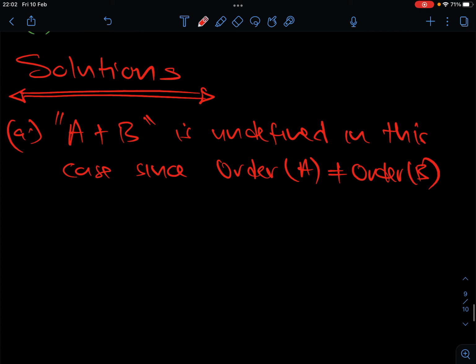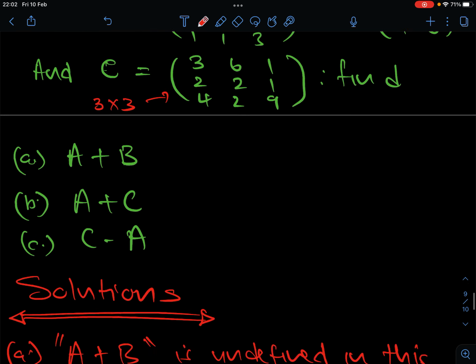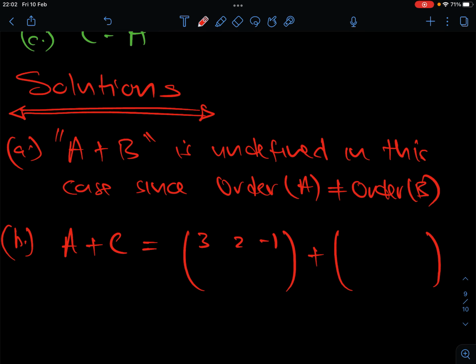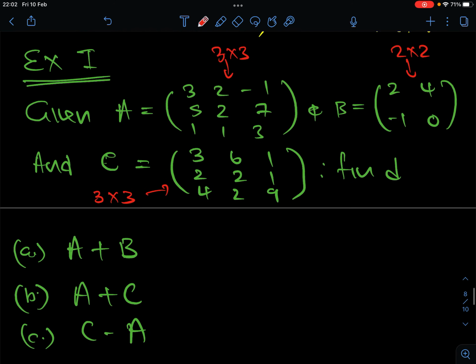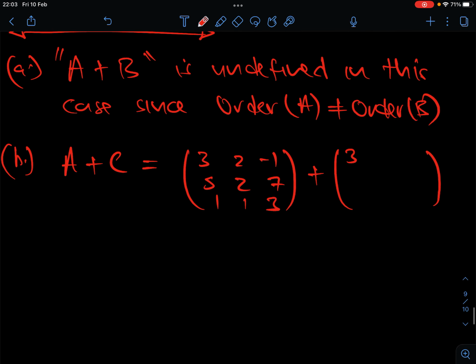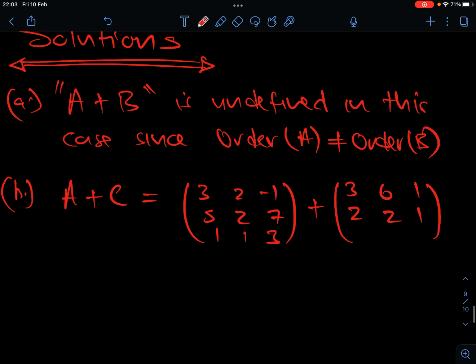Then now B, they are saying find A plus C. Since you want A plus C, you just have to write down matrix A first, followed by C, but the order doesn't matter, remember? So we have 3, 2, negative 1, then 5, 2, 7, then 1, 1, 3. Then on that side we have 3, 6, 1, then 2, 2, 1, then 4, 2, 9. Now how can we deal with this?